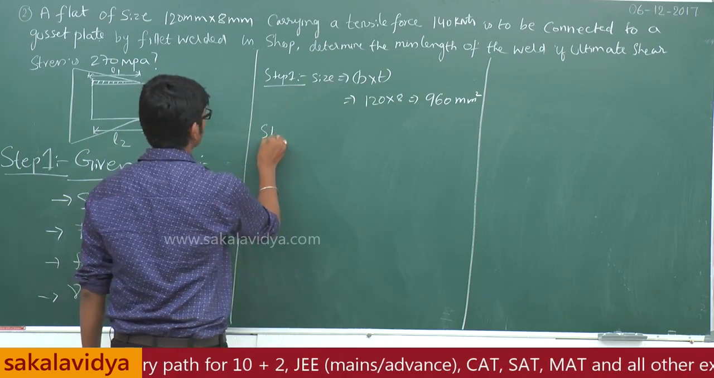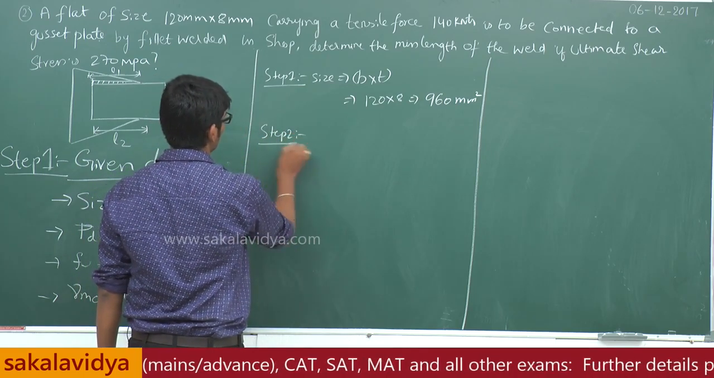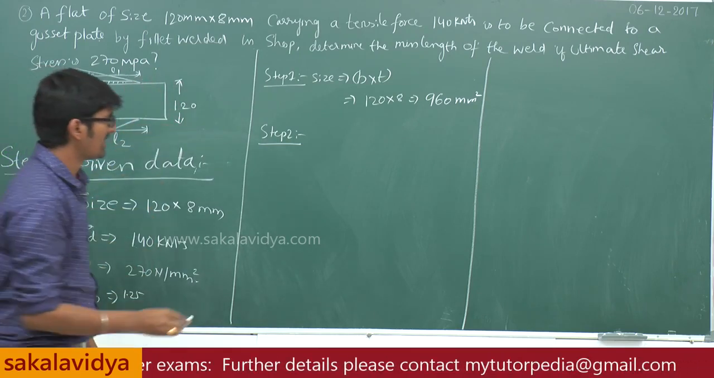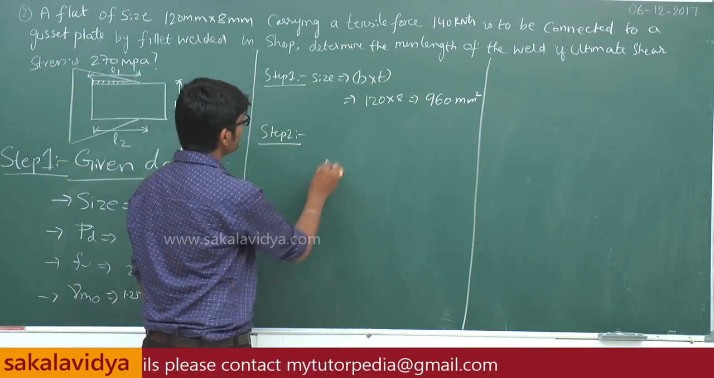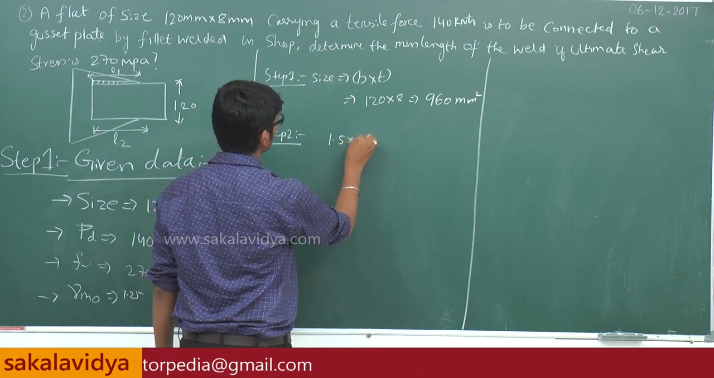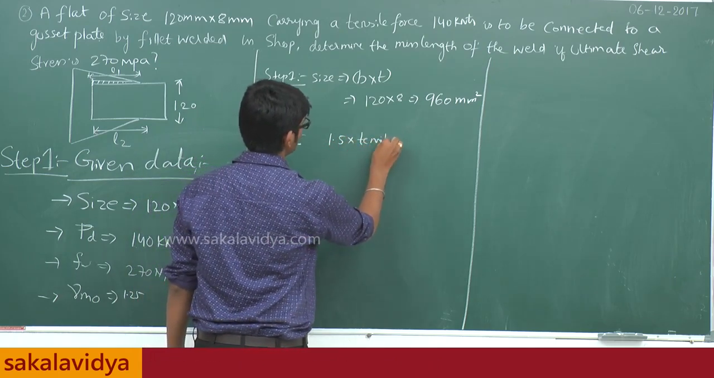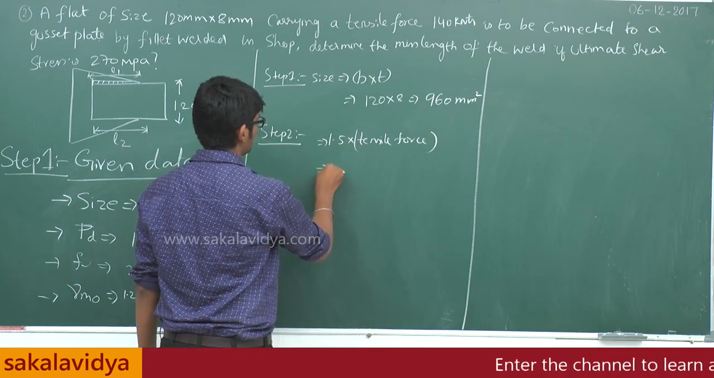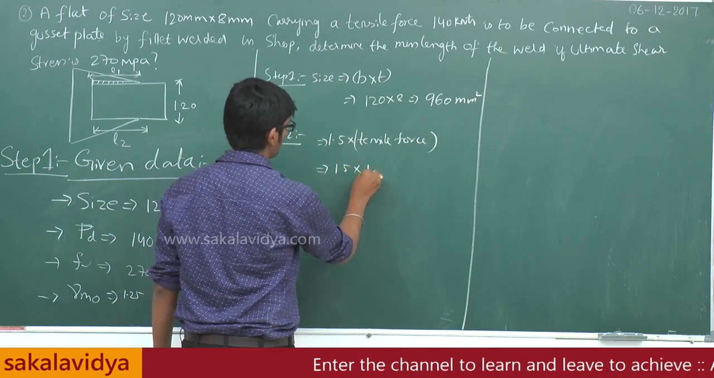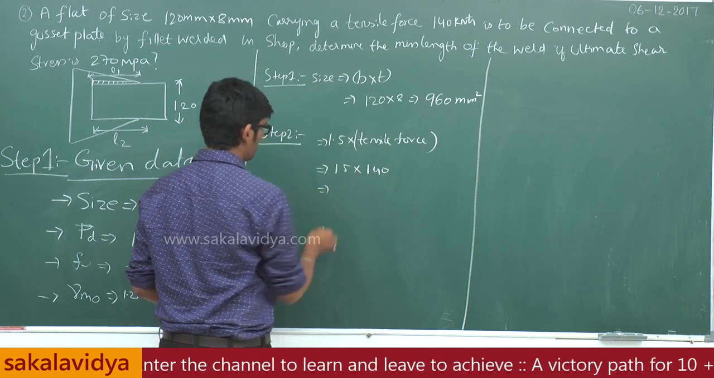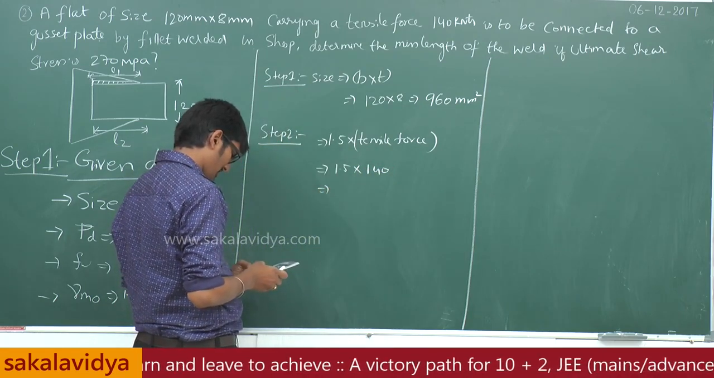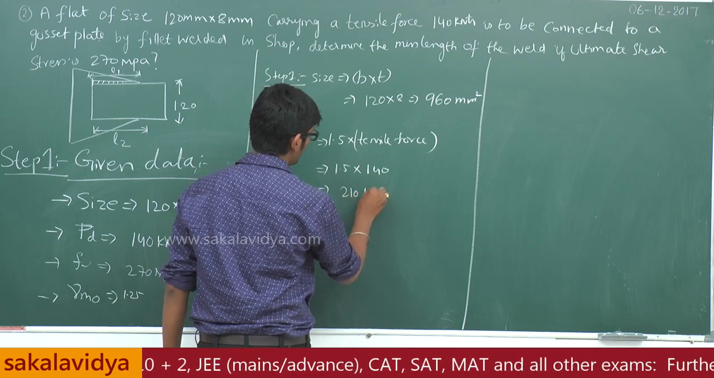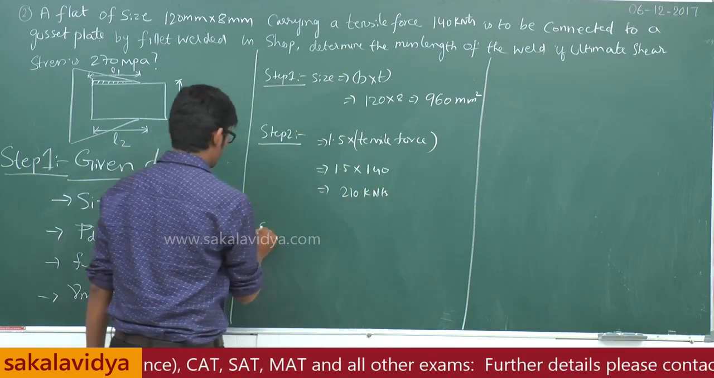Step 2. In this question they have directly given the tensile force. So we can find the design tensile force directly, that is 1.5 into tensile force. 1.5 into 140 is 210, so 210 kilonewtons.